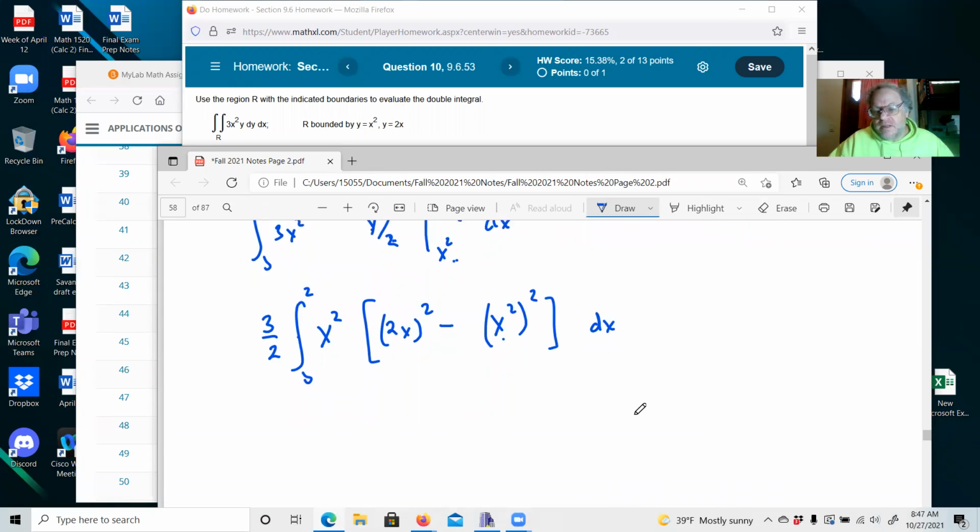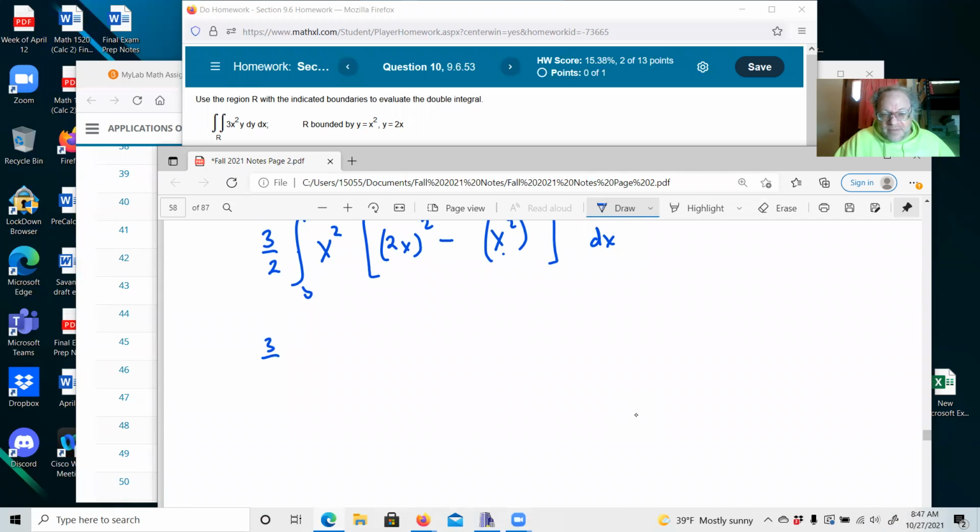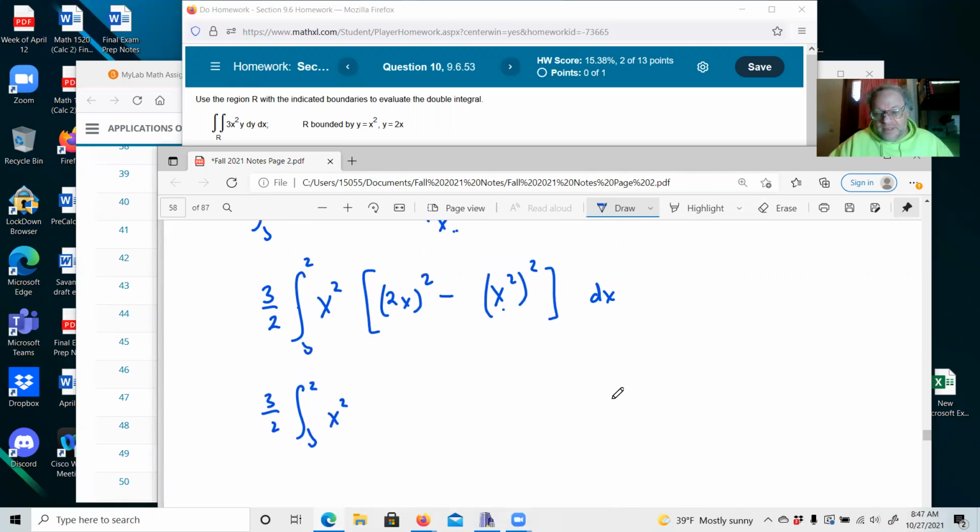Okay, so we have our 3/2, 0 to 2, x squared. Can't move the x squared through because we're still integrating with respect to that. But we have to square this. Okay, so 2x squared, you have to square both of them. So that's 4x squared minus, when you have a power raised to a power, you multiply them. So that's x to the 4th. And then we're going to go ahead and distribute the x squared in here.